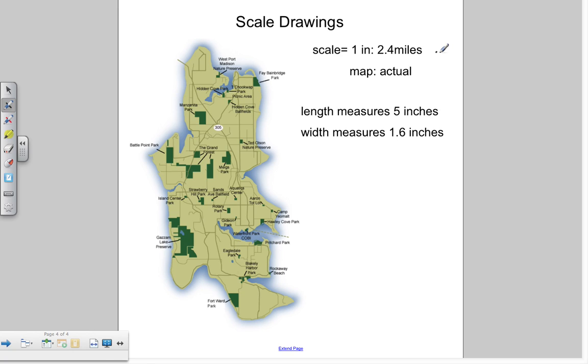You're going to see this in the book. Linus's lair is the one that he refers to. It's a picture of his room, and he makes a map of it, and he has a scale. Because obviously I can't draw the exact size of Bainbridge Island on a piece of paper. It would be a very big piece of paper. Okay, so 1 inch is referring to the map because I'm measuring the map in inches. 2.4 miles is talking about the actual distance.